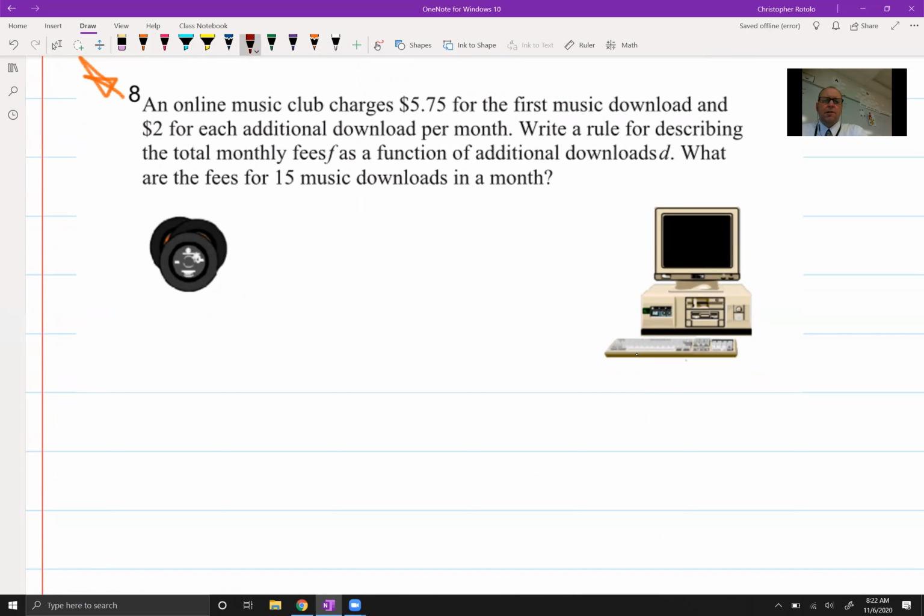Online Music Club charges $5.75 for the first music download and $2 for each additional per month. So we want to write a rule for describing the monthly fees for it based on the download. So I find out how much I get charged, right? The fees, and it's based on my downloads. So I'm always going to be charged $5.75. That's for the month. And then it's going to be plus $2.